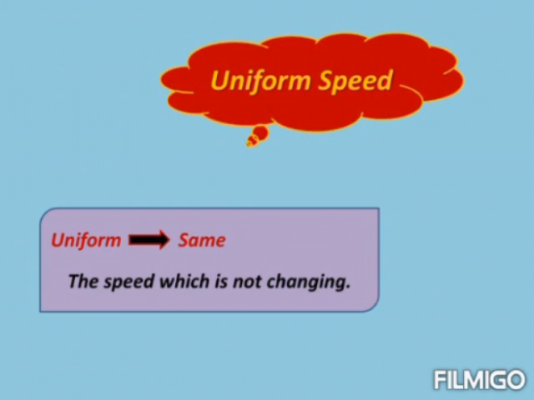Okay, here is another term that is called uniform speed. The word uniform means the same. Uniform speed means the speed which is not changing and remains the same all the time.